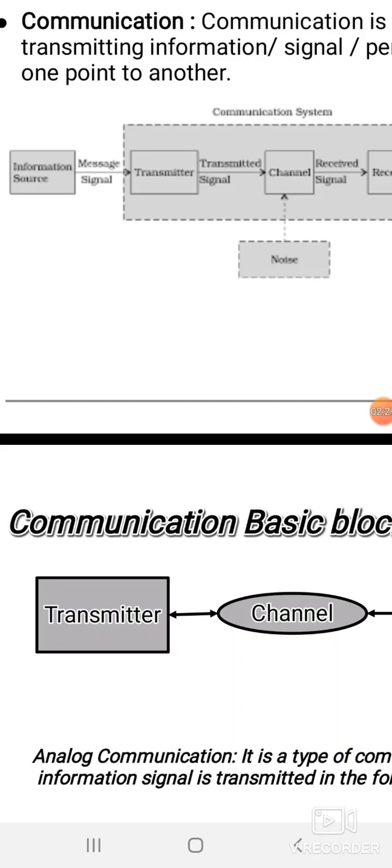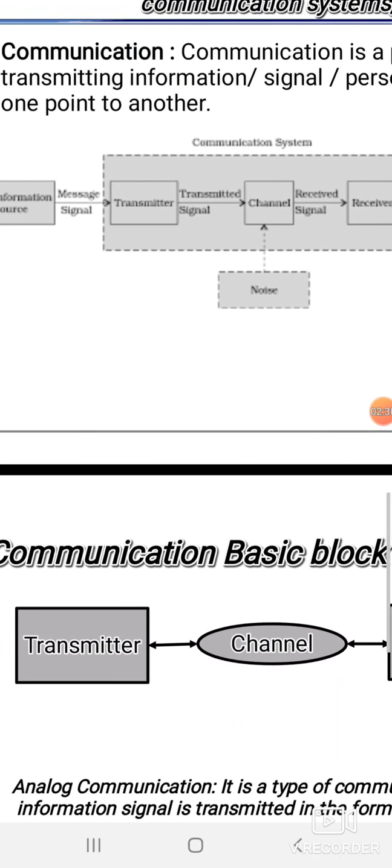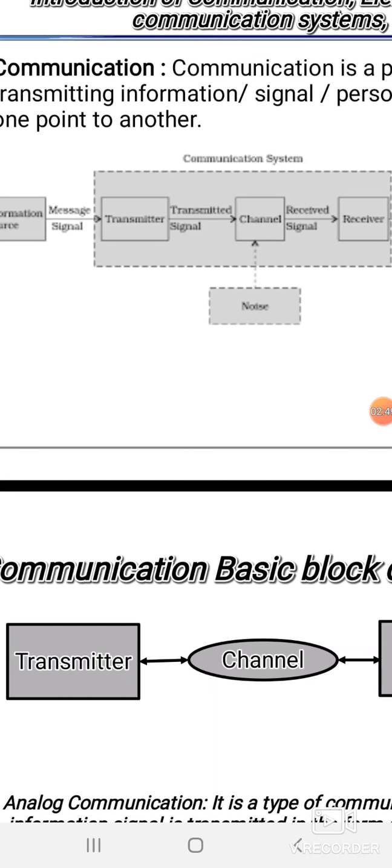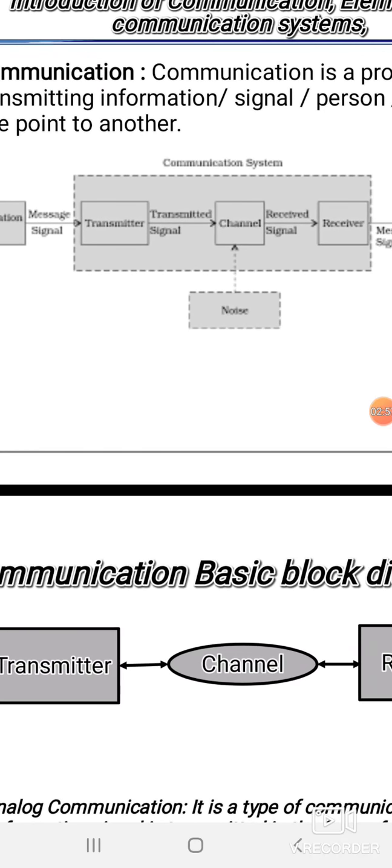The process of processing the signal to make it more suitable for long distance transmission is done in the transmitter part, and then the signal is given to the channel. So instead of transmitting it directly as it is, we do some modification or processing on the signal to increase its strength, and that is done in the transmitter block. So this is about the transmitter side.